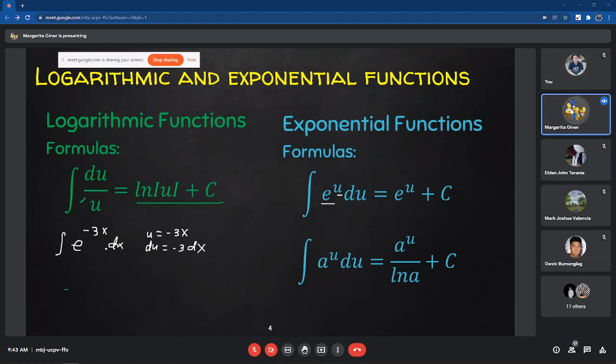But as you can see, you don't have the 3 there. So, you multiply by 3, you multiply by its reciprocal. So, meaning to say, your final answer will be equal to negative 1/3, and then just copy e raised to u, which is negative 3x, plus c. So, this will be your final answer.